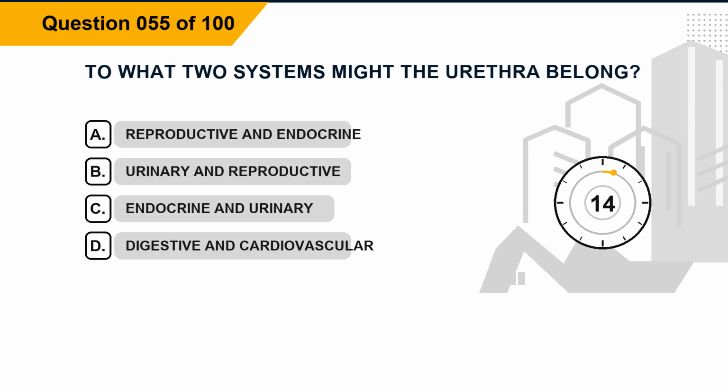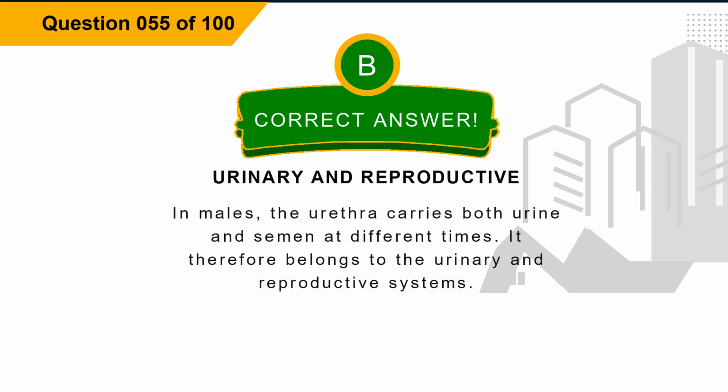Question 55. To what two systems might the urethra belong? Option A, reproductive and endocrine. Option B, urinary and reproductive. Option C, endocrine and urinary. Option D, digestive and cardiovascular. The correct answer is option B, urinary and reproductive. Explanation: in males, the urethra carries both urine and semen at different times. It therefore belongs to the urinary and reproductive systems.